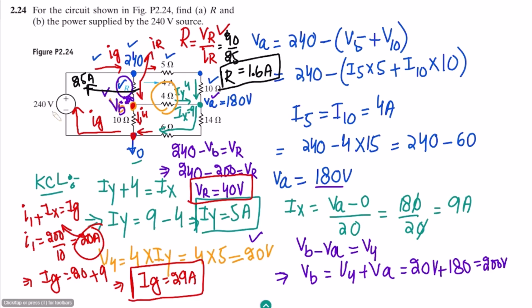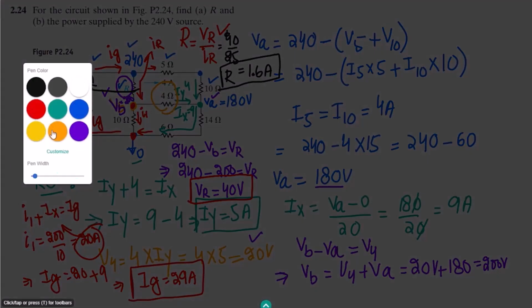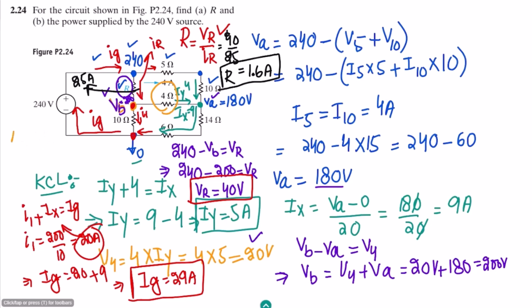Now, in order to find the solution of part B, which is the power supplied by this 240 volt source, let me use this color. Here the power supplied is equal to I multiplied by V. The I which is flowing through this one is Ig, the value of it is already known, and that is 29. And the value of V is the voltage source, 240. Multiplying them, we will get 6960 watts. And that is the solution of part B of our question.